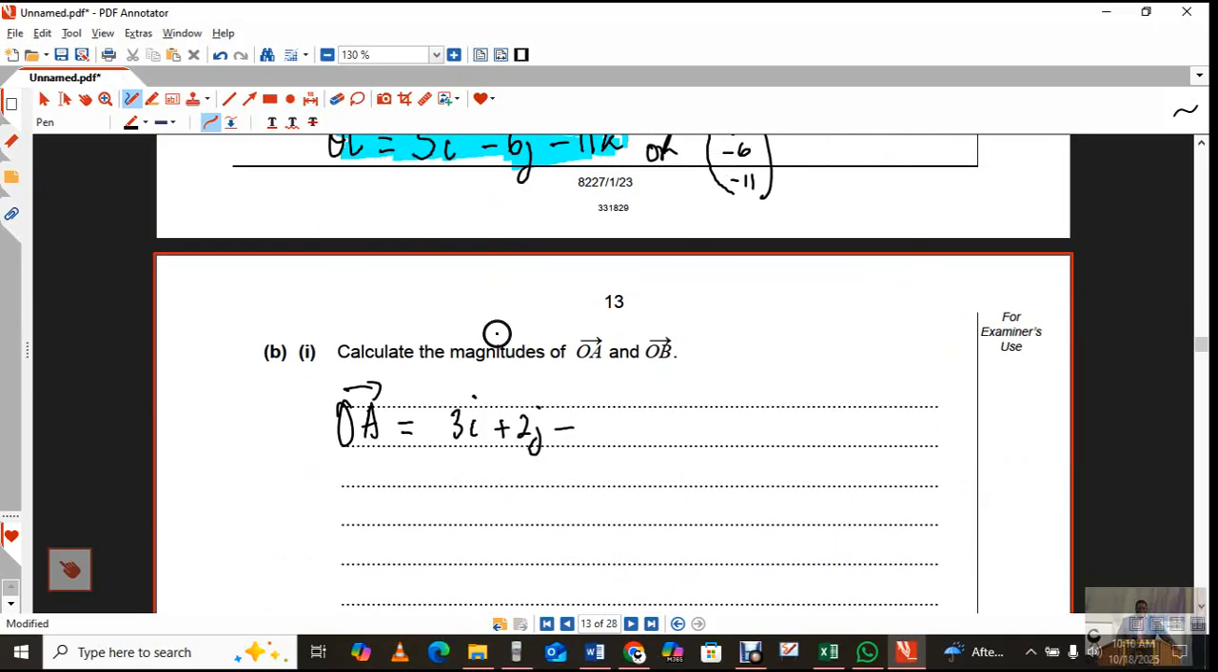Okay, and then what was 3, 2, negative 1? And its magnitude would be, using Pythagoras, 3 squared plus 2 squared plus negative 1 squared. And this answer is the square root of 14.